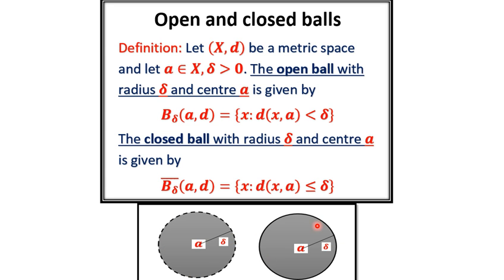On the other hand, for the closed ball, the points on the boundary are included because we said less than or equal to. So there's a clear difference between an open ball and a closed ball. And by convention, usually for open balls, we will use the dotted lines to denote that the ball is open. And for closed balls, we will use a full line to show that the points on the boundary are also included.